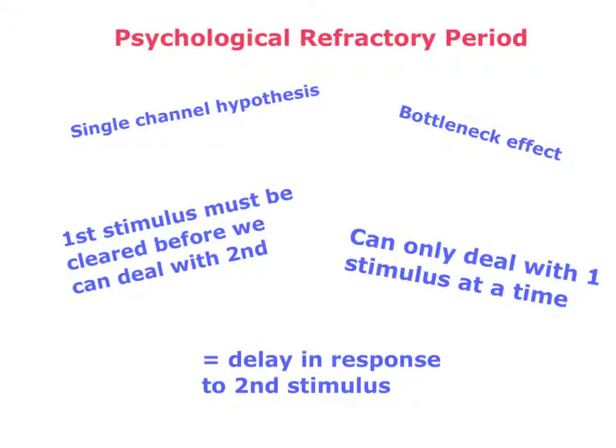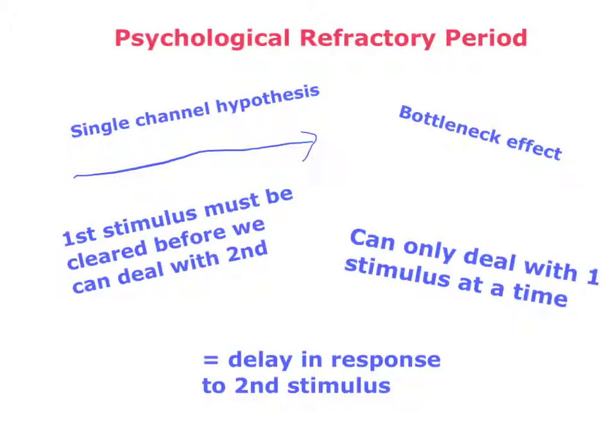So if you're asked a question around psychological refractory period, in order to explain this concept, you would need to talk about the following. It's explained by what we call a single channel hypothesis. Basically, this just means that nerves travel along one path. Okay, so only one item can travel along that path at a time.